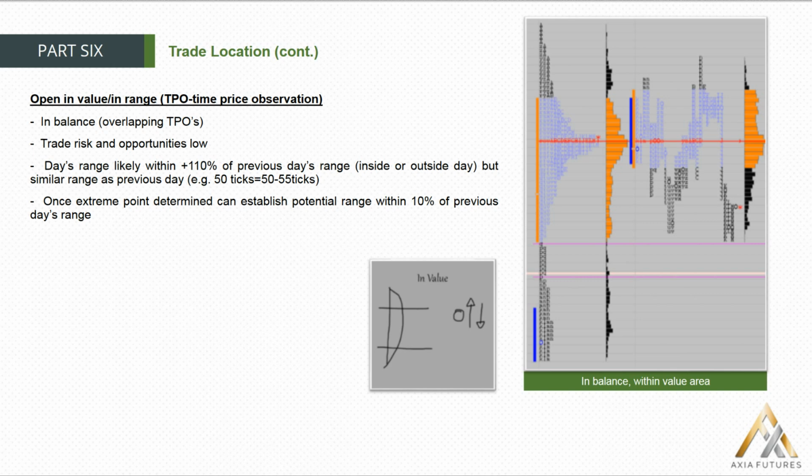And then note, once the extreme point is determined, we can then establish what the potential range will be for the day. So if you utilized one of the topping out patterns that we spoke about earlier, then once that top has been formed, or we get a little bit of an excess tail, you can then identify what the potential range is or what the potential opportunity is that you can take advantage of. So that's our first type of open trade location.